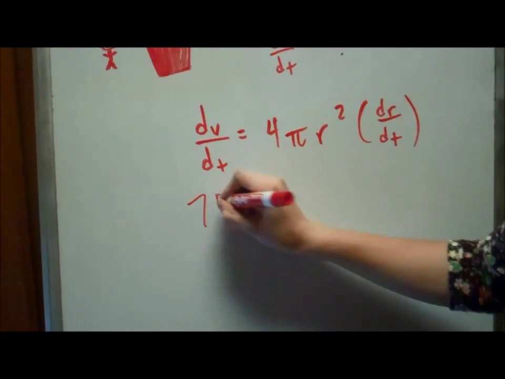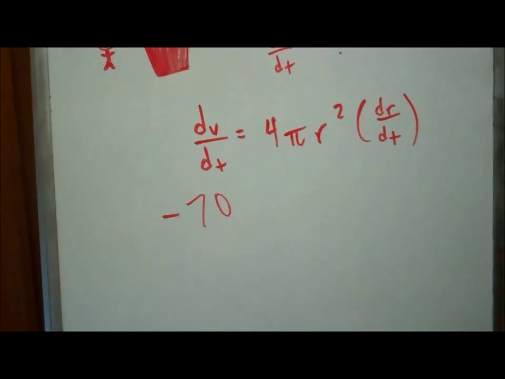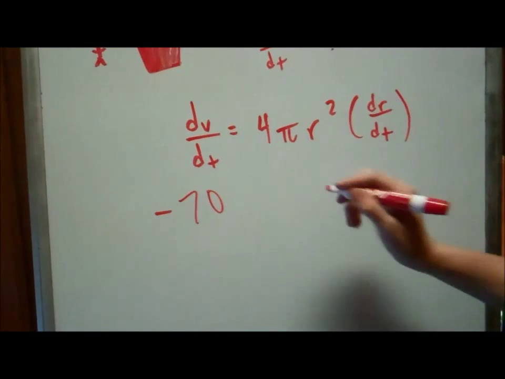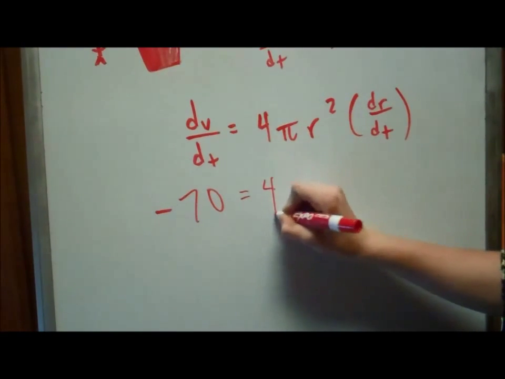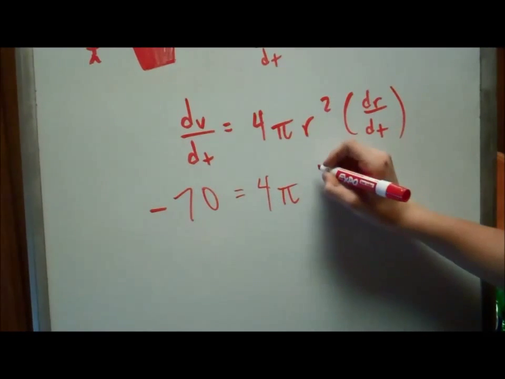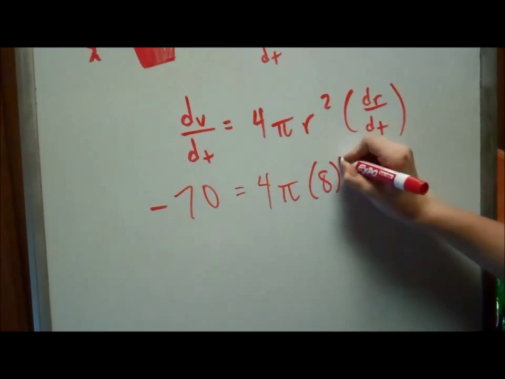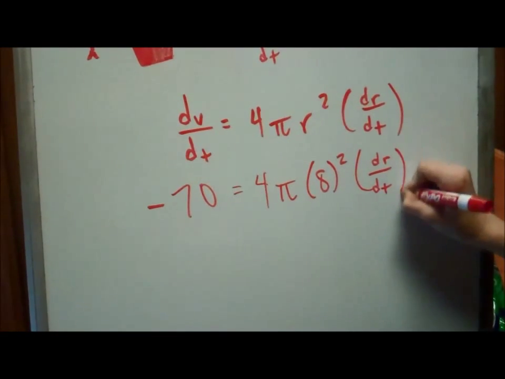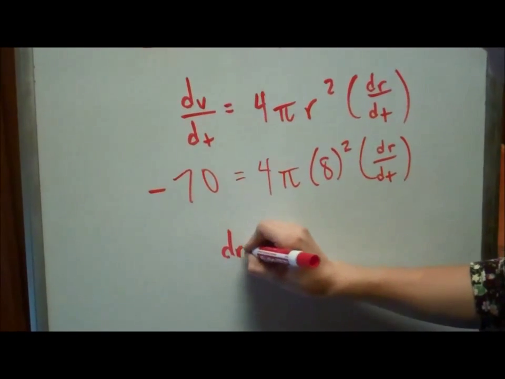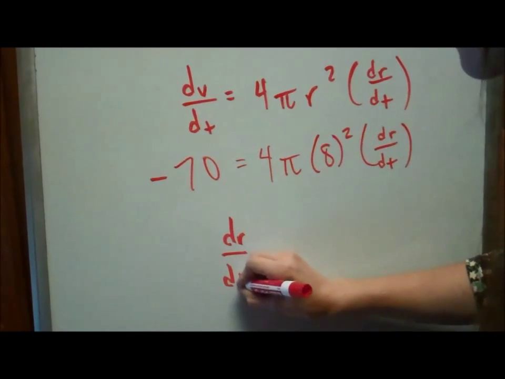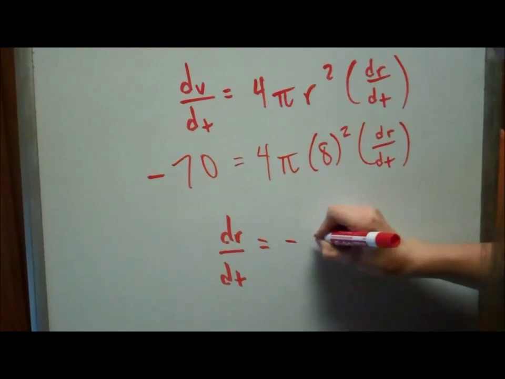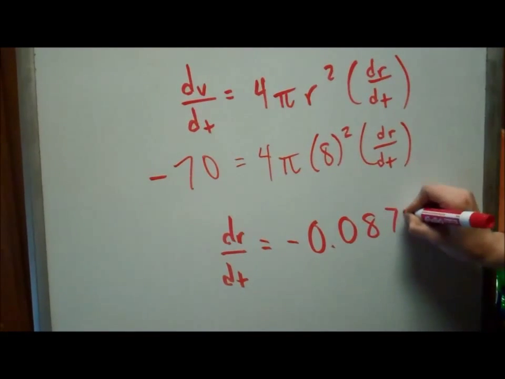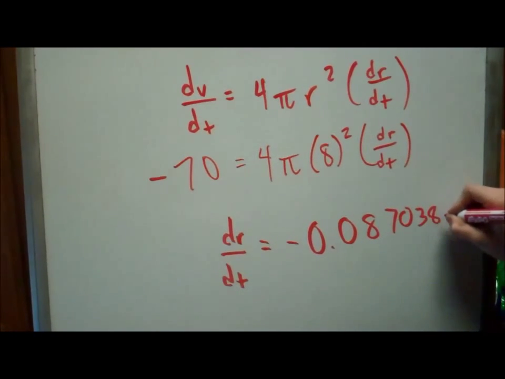So 70, which would be a negative 70 because the balloon is deflating and you're descending, equals 4 pi 8 squared times dr/dt. And once again, when you simplify, you'll get dr/dt on its own, and it equals negative 0.087038 meters per second.